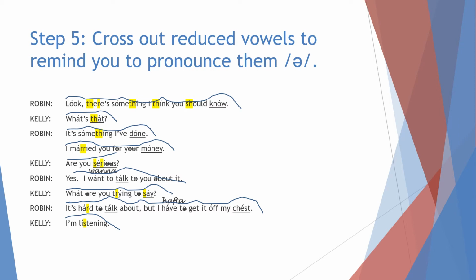In step 5, you will cross out reduced vowels to remind you to pronounce them. This can mean reduced vowels in unstressed syllables of multisyllable words, like the last syllable of serious, or unstressed one-syllable words whose vowel sound reduces to a schwa. For example, your becomes yer, and to becomes t'. You'll also want to remind yourself that want to is reduced to wanna in casual conversation and have to to hafta.